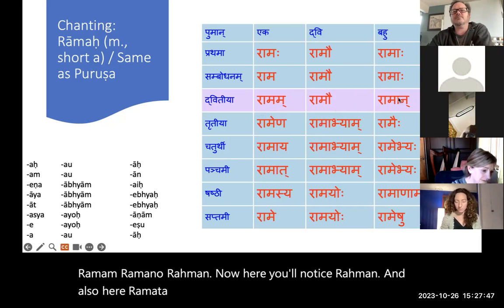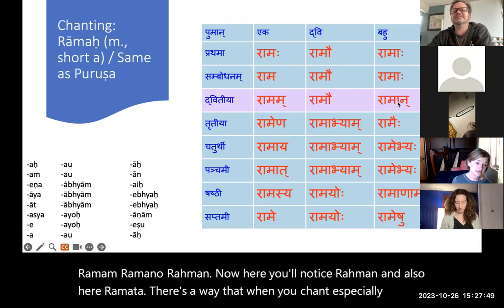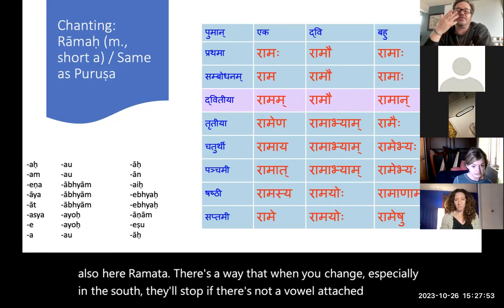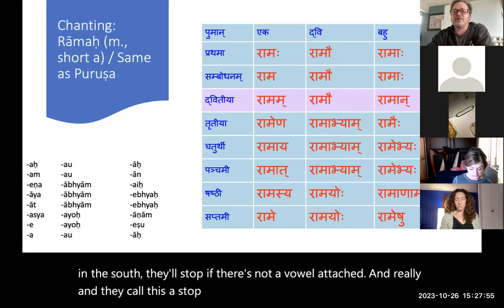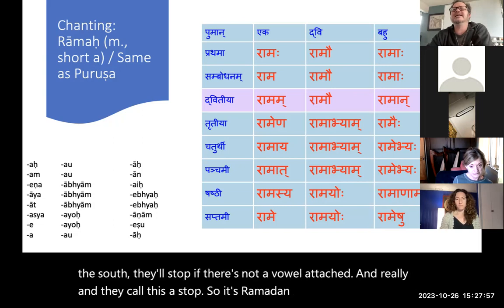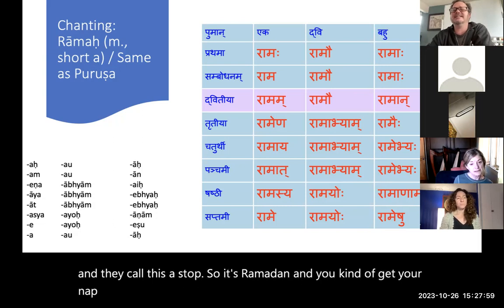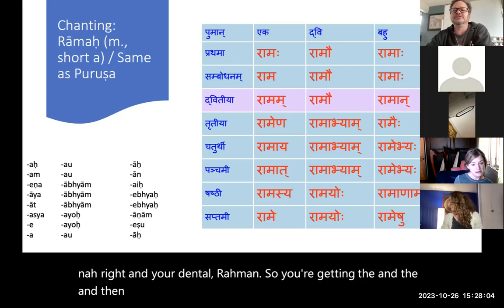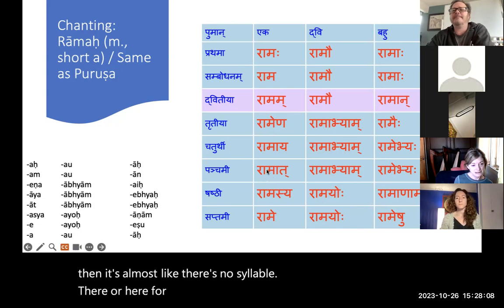There's a way that when you chant, especially in the South, they'll stop if there's not a vowel attached, and they call this a stop. So it's Raman, and you get your na right in your dental. Raman. So you're getting the a and then it's almost like there's no syllable there. Or here for Ramat, it's almost like ta.